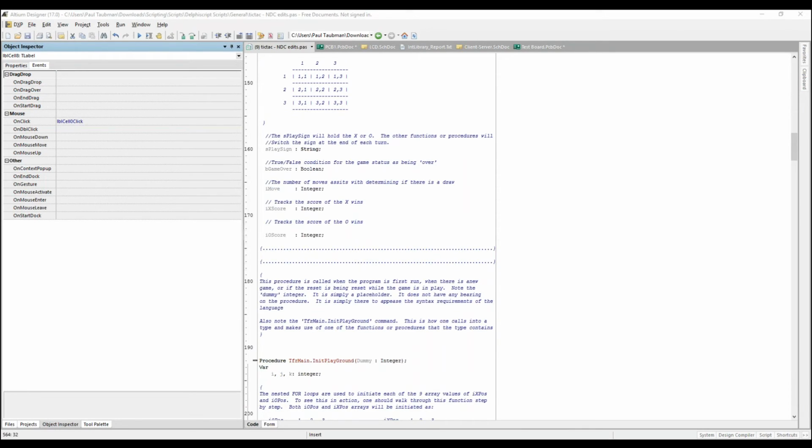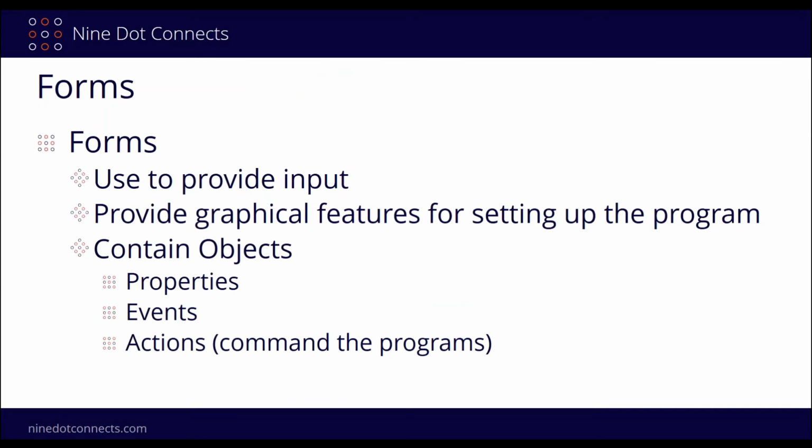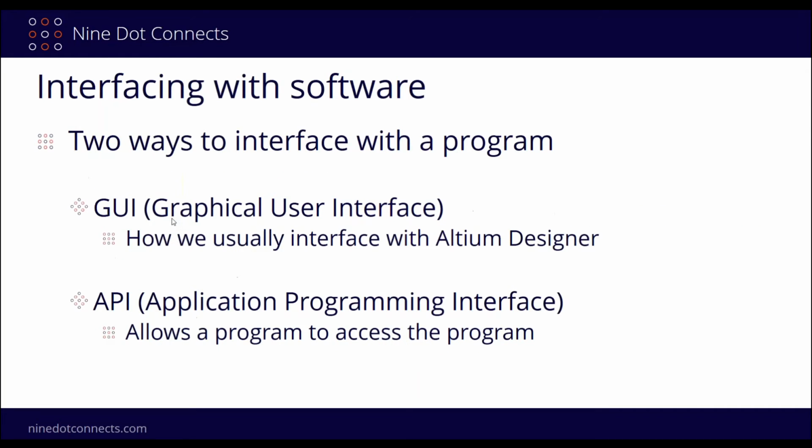All right, let me jump back over here to our slides. So we've talked about the forms here. Now, in order to do things in Altium Designer, we've got to understand how the architecture is set up. Okay? And there's two ways to interface with a program in Altium Designer.